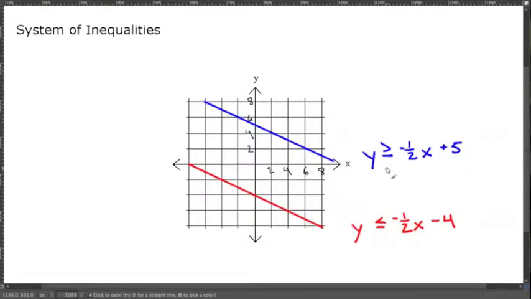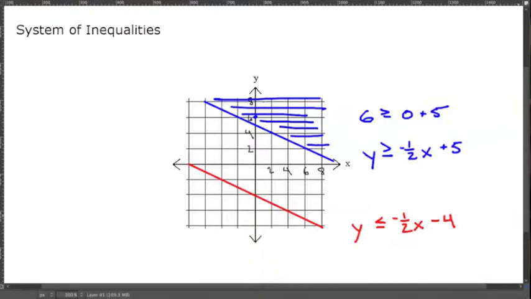For this system of equations, I have y is greater than or equal to negative 1/2 x plus 5. That means I'm going to shade above this line because if I was to put in a test point 0, 6, 6 is greater than or equal to 0 plus 5. So it would be everything above this line.